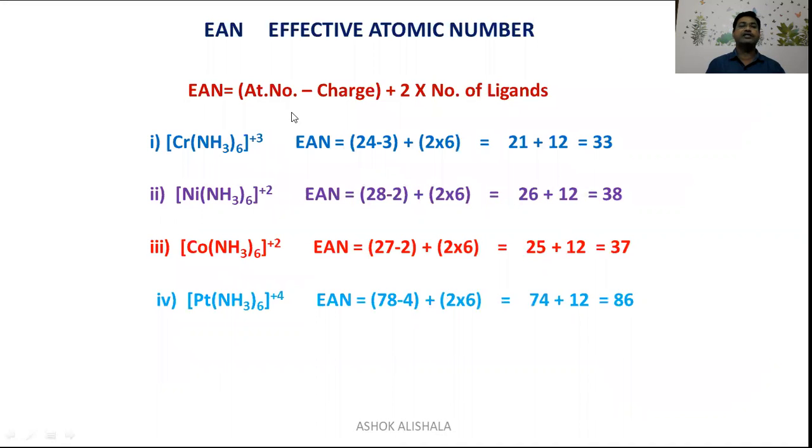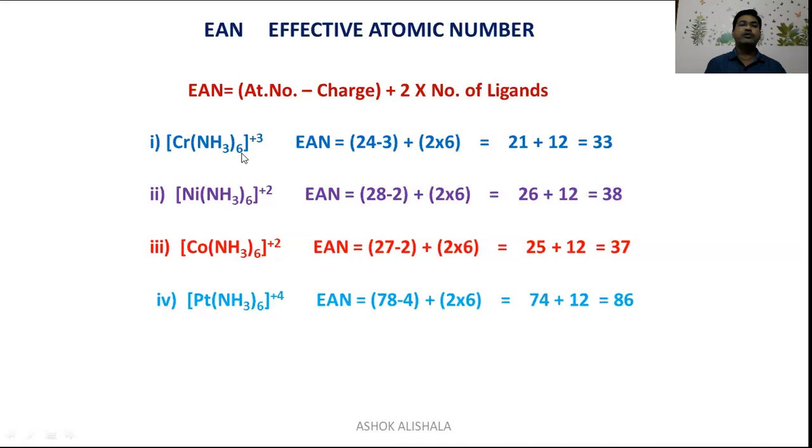Let us see what EAN is. EAN is nothing but effective atomic number. It can be calculated by the formula: atomic number minus the charge, or oxidation state, of the element in the complex, plus 2 into the number of ligands. Why 2? Because each ligand donates one lone pair of electrons. That's why 2 into the number of ligands.